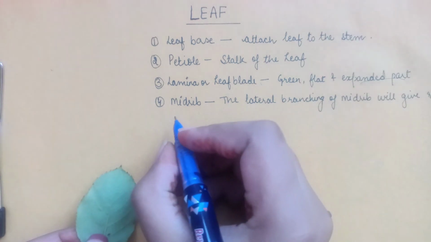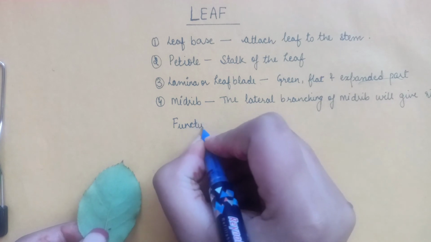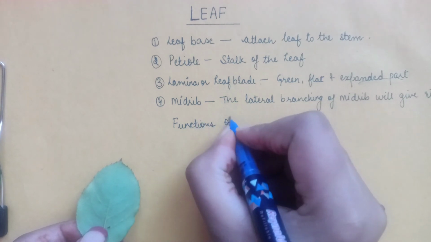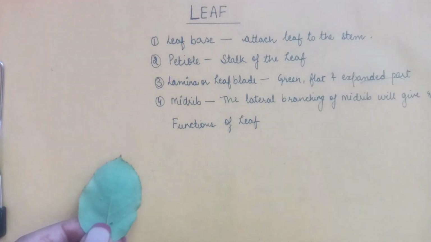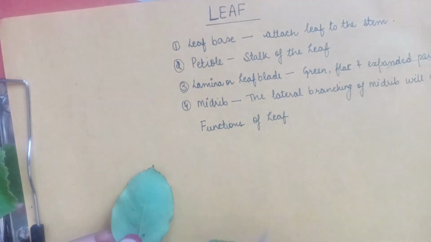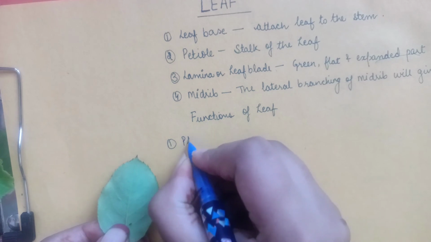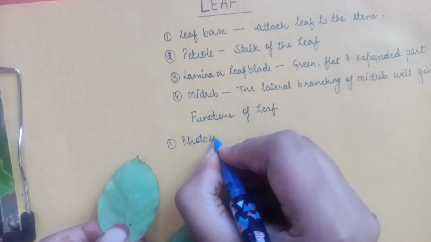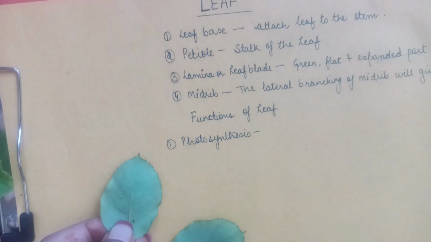If we talk about the functions of the leaf, we all know that the leaf is called the kitchen of the plants. So if we talk about the first function, we can say it prepares the food. So photosynthesis is its first function. Yes, they manufacture food for the plant, so they are called the kitchen of the plant.